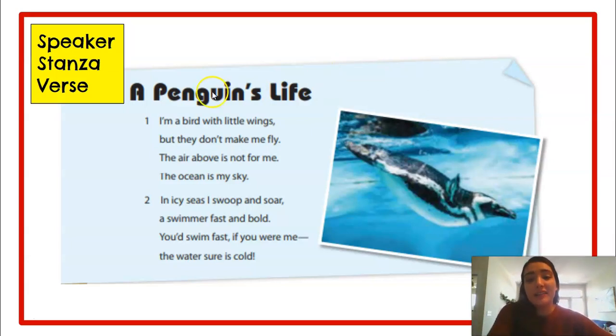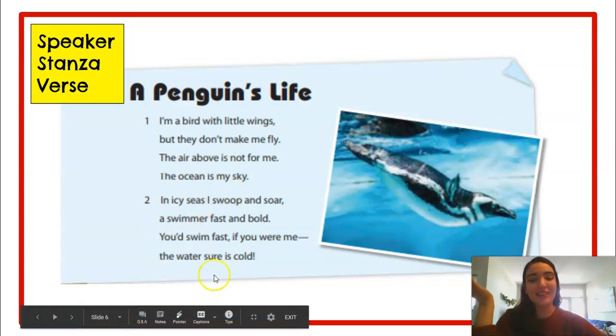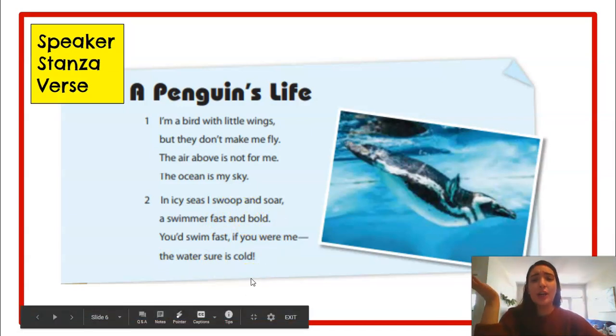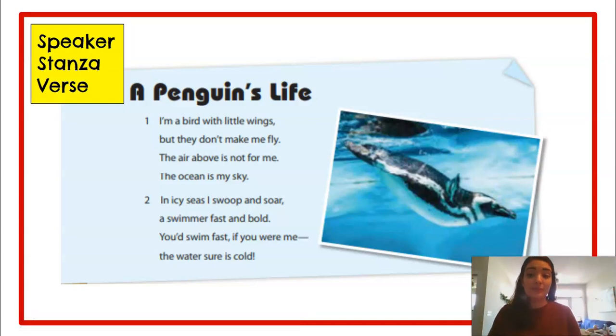Sometimes, friends, you will see that stanzas, remember stanzas are groups of verses and poems, are numbered. So you can see that this is stanza 1 and this is stanza 2. So how many stanzas do we have in this poem? We have 2. Now let's look at our verses. How many verses are in stanza 1? 1, 2, 3, 4. 4 verses. How many verses are in stanza 2? 1, 2, 3, 4. Yes. How many verses are in the entire poem? 4 plus 4 would be 8.